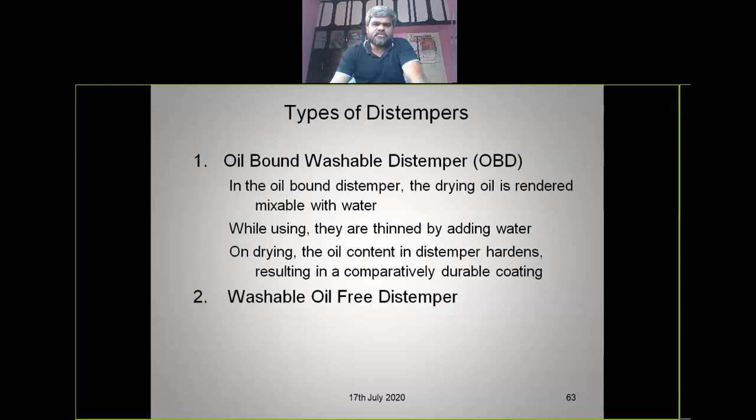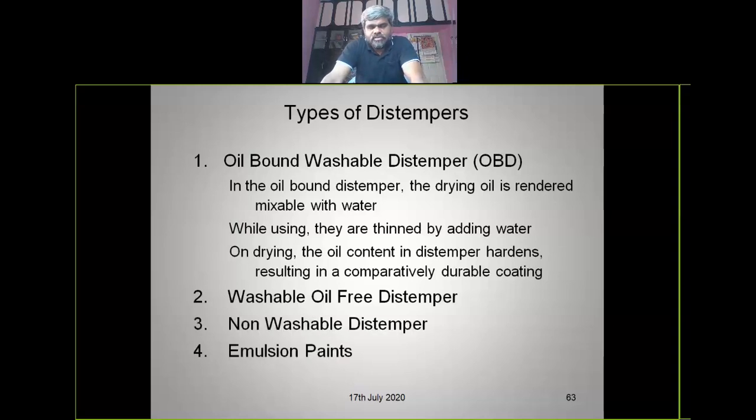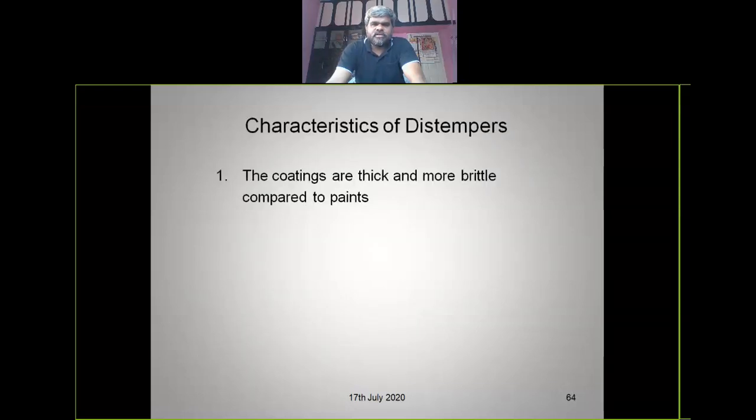Oil-bound distemper, or washable oil distemper, and non-washable distemper are the types. Emulsion distempers also exist. In the oil-bound distemper, the drying oil is rendered mixable with water. While using, they are thinned by adding water. On drying, the oil content in the distemper hardens, resulting in a comparatively durable coating. So washable oil distemper, non-washable oil distemper and emulsion distempers are there.